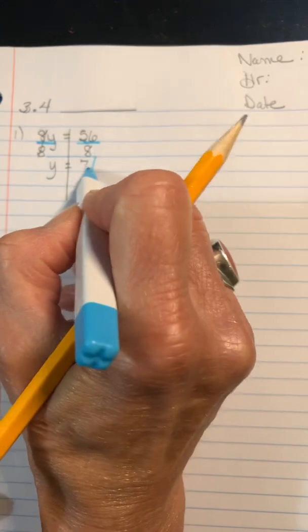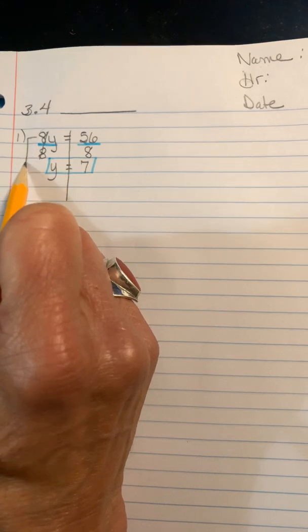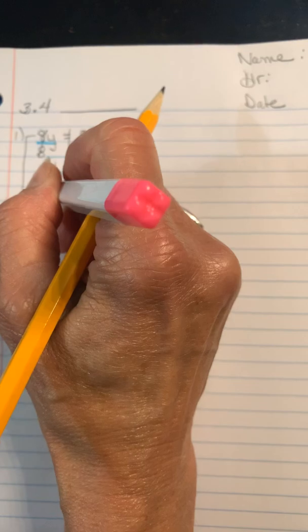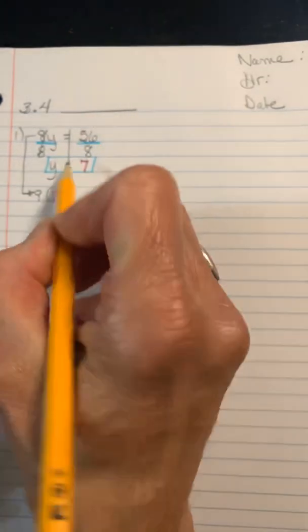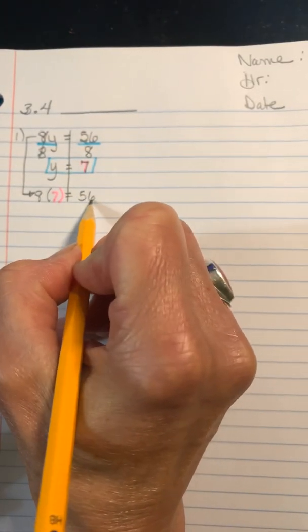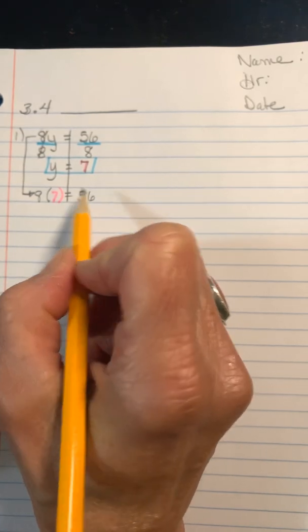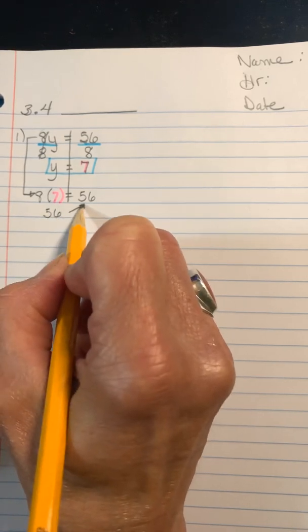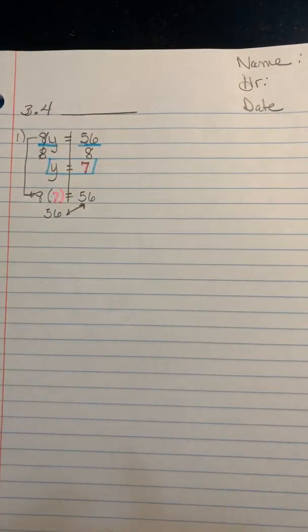So I've just solved this equation. And here is my solution. And I need to check it. Go back to the original problem, which was 8y. But instead of y, you are going to put what y equals, which happens to be 7. So I'm going to put 7 right here. And that equals 56. Your goal is to determine if the equation is true, if the left side equals the right side. 8 times 7 is 56. 56 equals 56.